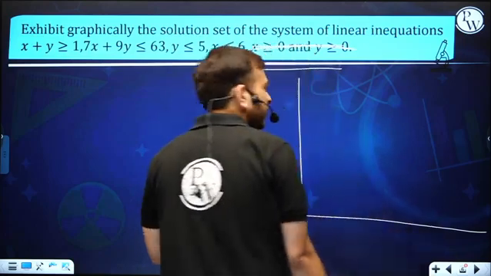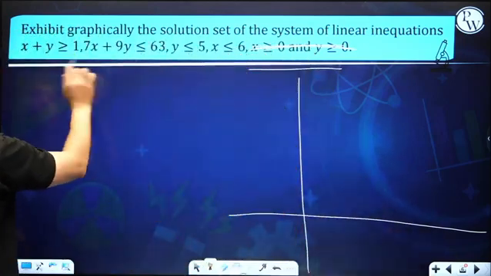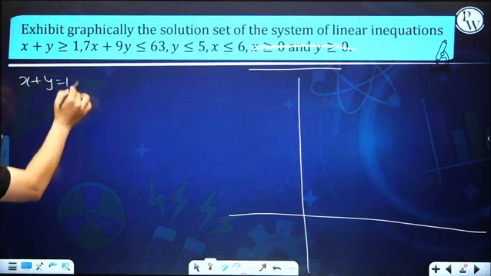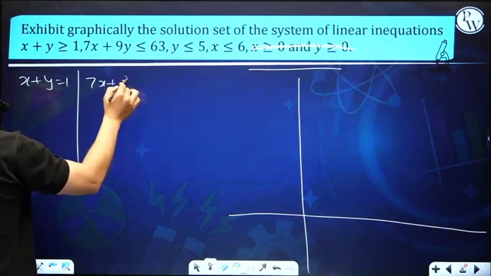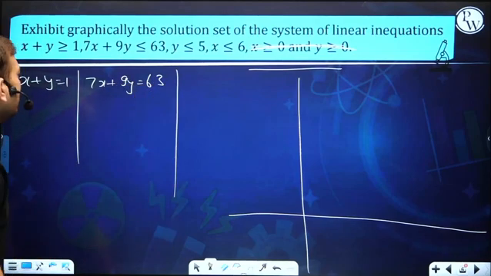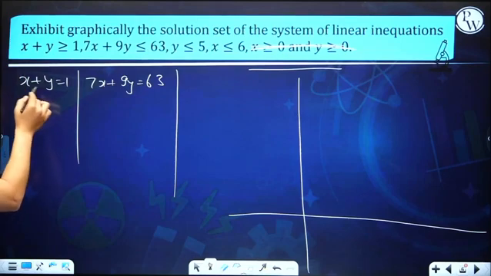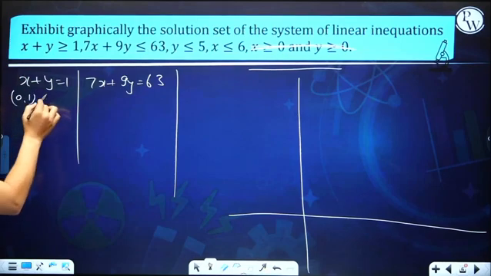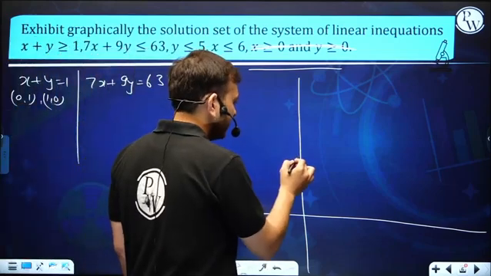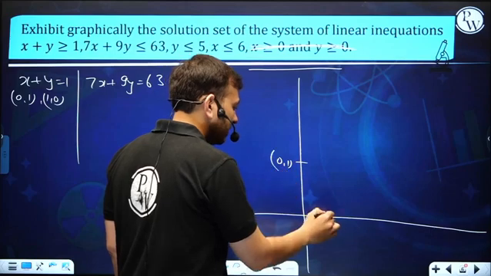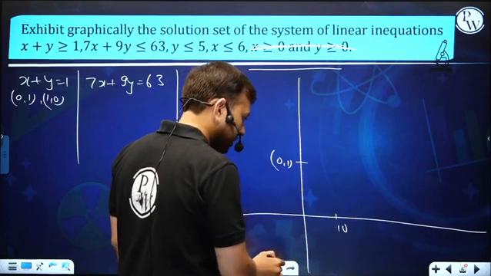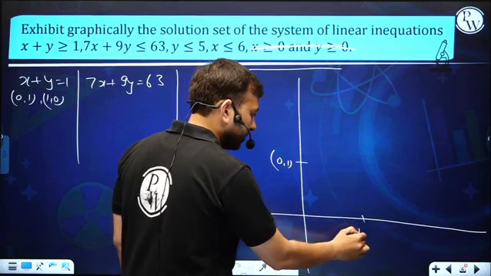Okay, sir, before x less than 6, let's talk about these two lines. The first one, x plus y equals 1, and 7x plus 9y equals 63. This is the thing, sir. Clearly, if you put (0, 1) and (1, 0), it's this line. Suppose this is 0 comma 1, this is 1 comma 0.